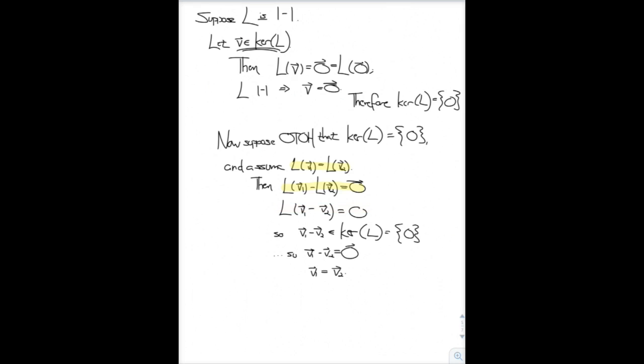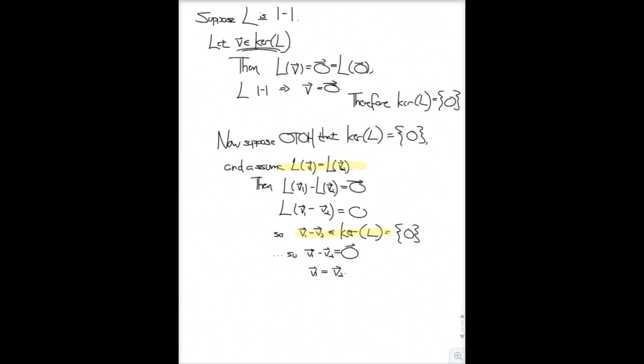And so, what have we shown? Under the assumption that L of v1 is equal to L of v2, it seems that v1 minus v2 is in the kernel of L. But we're assuming that the kernel consists of only the 0 vector. And so if v1 minus v2 is in the kernel, the only thing it can be is the 0 vector. And therefore, adding v2 back to both sides, we obtain v1 is equal to v2.